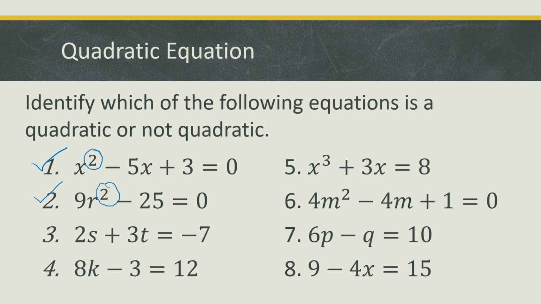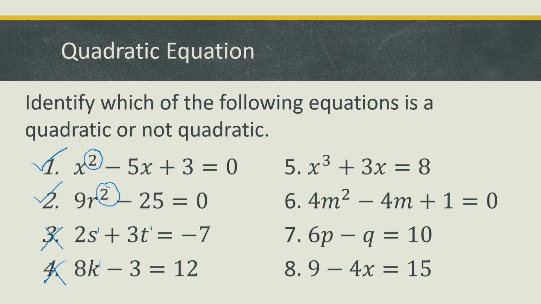Number 3, 2s plus 3t is equal to negative 7. The highest exponent is 1, as it is a first degree equation, so it is not a quadratic equation because a quadratic equation is a second degree equation. Next, number 4, 8k minus 3 is equal to 12. There's no exponent of 2, or the highest exponent is only 1. Again, this is a first degree equation, so this is not a quadratic equation.